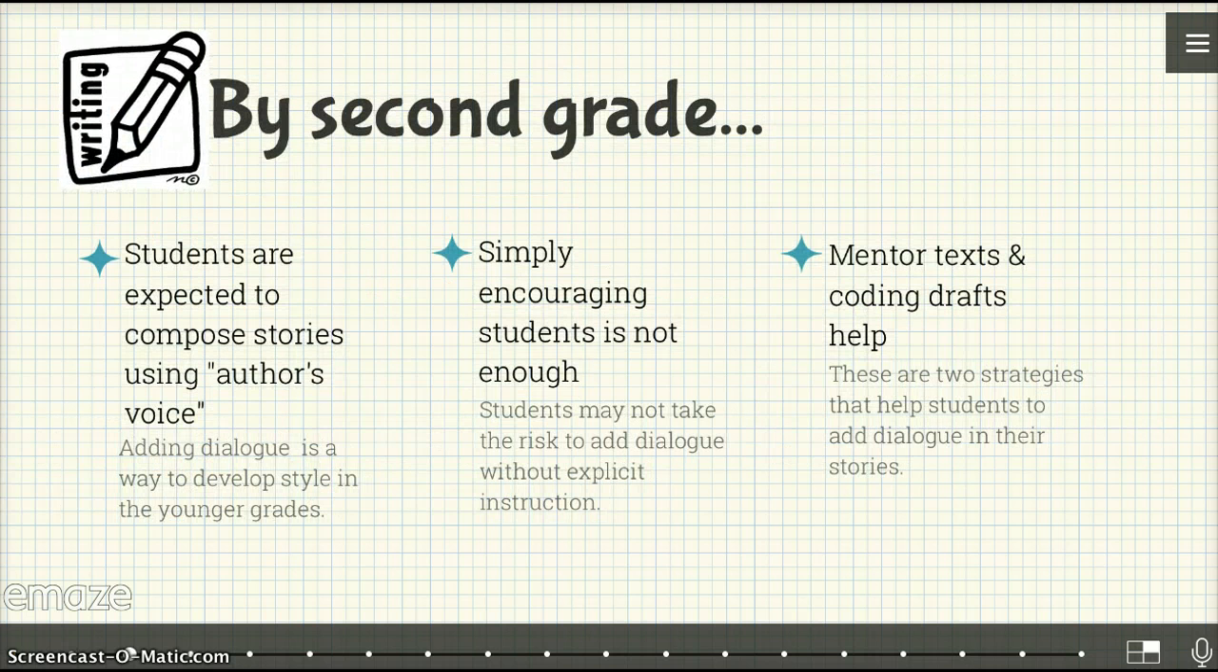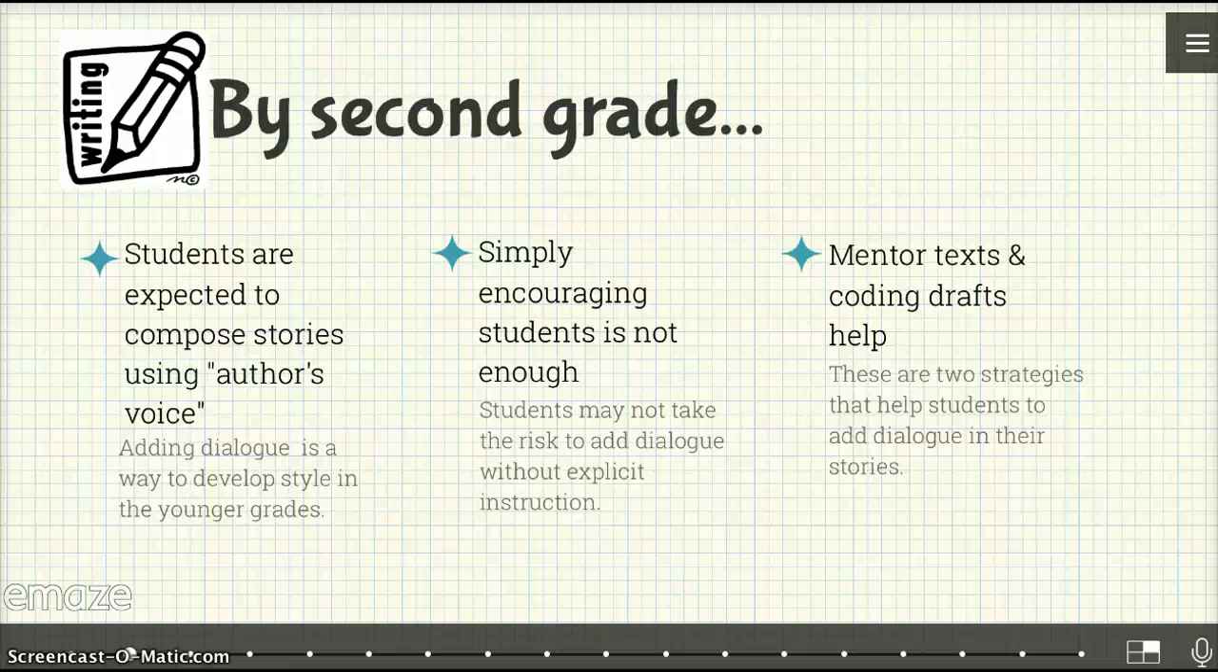So even our young writers have a lot of expectations put on them, and by as early as second grade, students are expected to use their author's voice while writing. And adding dialogue is a great way to help students develop that voice, even in the younger grades.